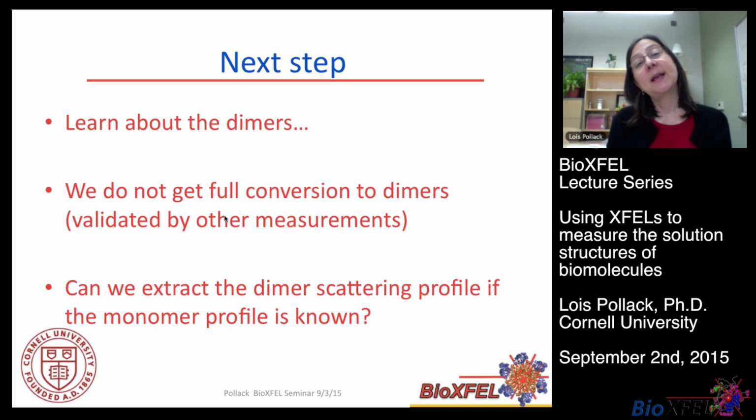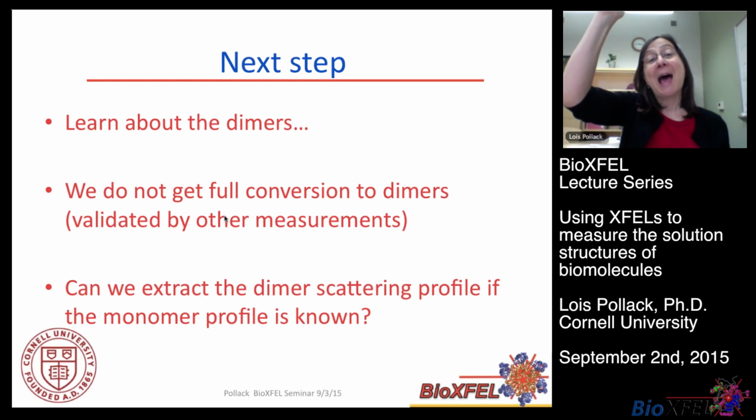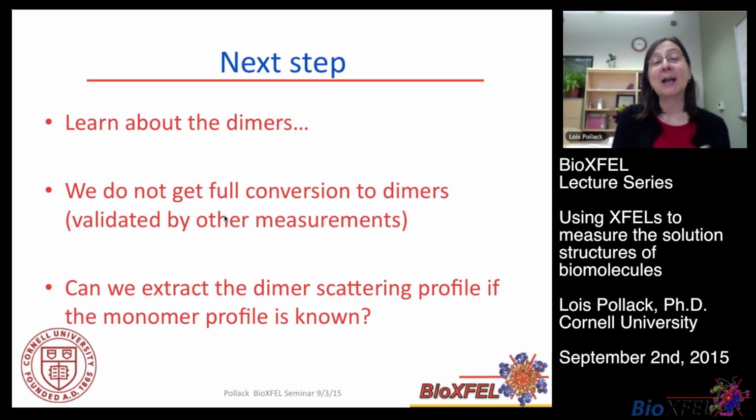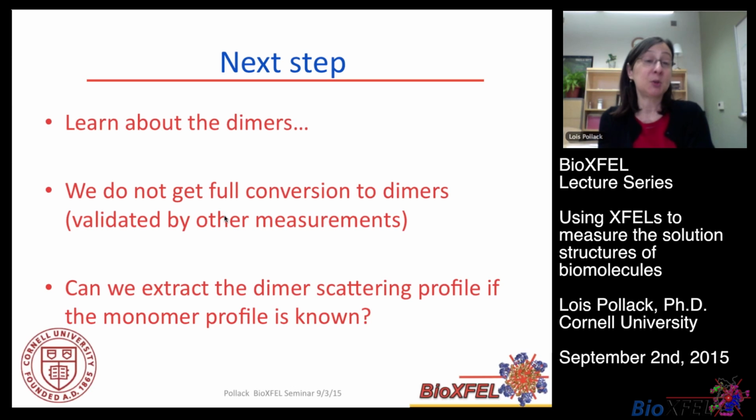Then the next step is that once we had the information about the monomers, we could learn about the structure of the dimer. We knew that the protein was monomeric in the dark state. When we added light, it turned into a dimer. So the next question is, what do these dimers look like? Here it's important to understand that we don't get full conversion to dimers. So we mocked up the experiment in the lab using other techniques, and we could measure the fraction of proteins that converted into the dimer state.